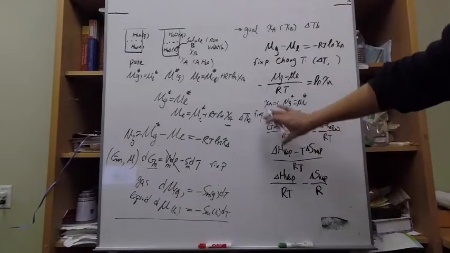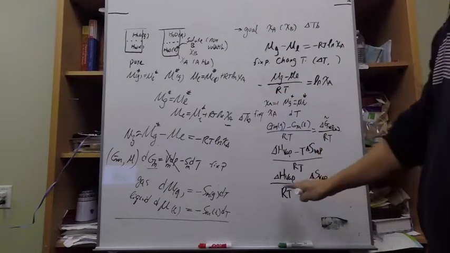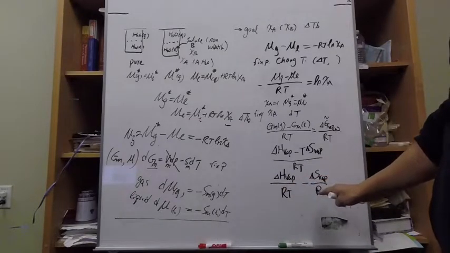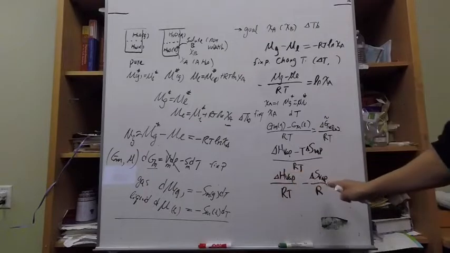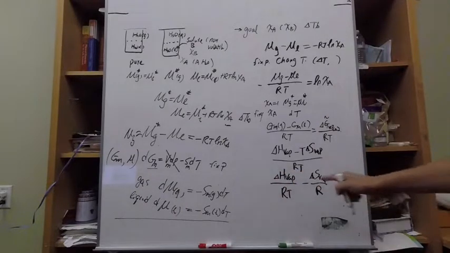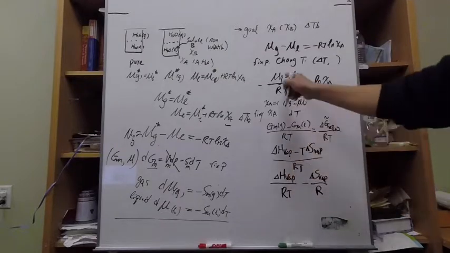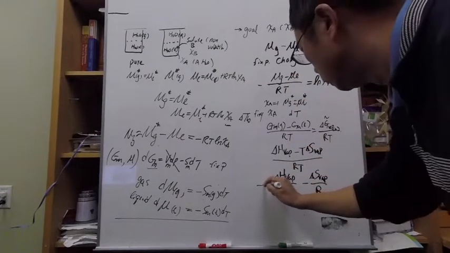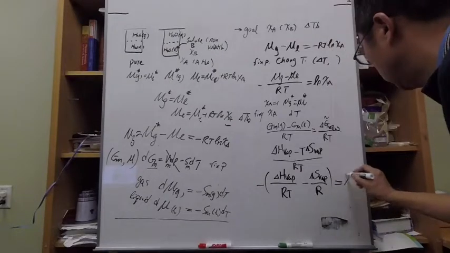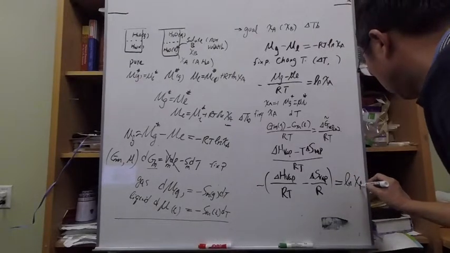So this means the left-hand side can be simplified into two different terms. I'm just rewriting it here, so I'm going to make a bracket. This should be equal to natural log XA.